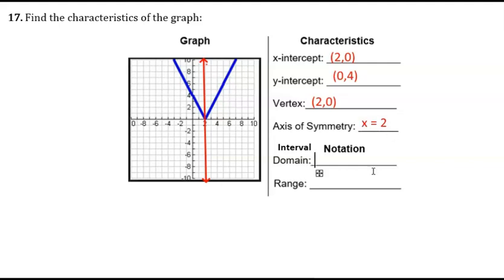In interval notation, the domain is negative infinity to positive infinity. And then the range is going to be y is greater than or equal to 0. In interval notation, I'll put 0, infinity.